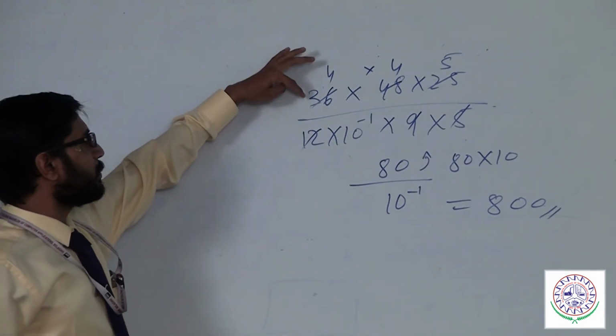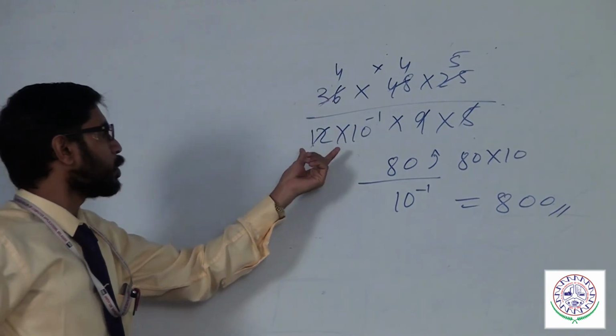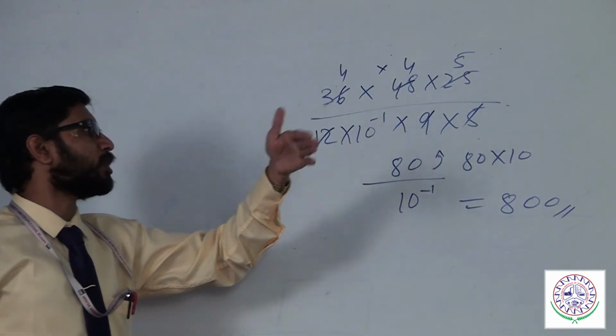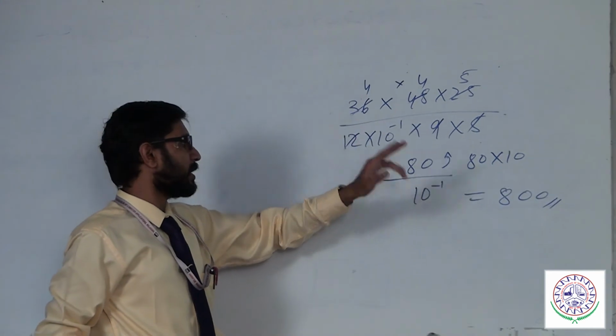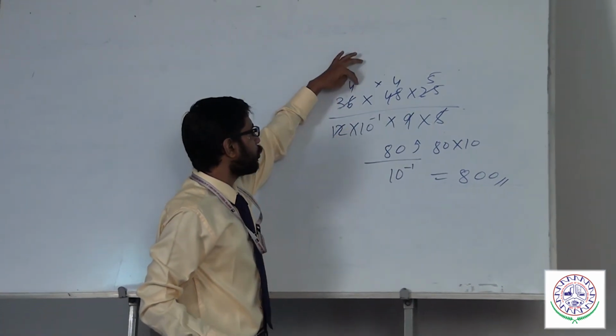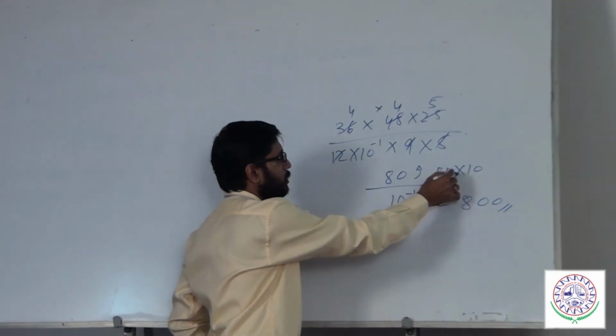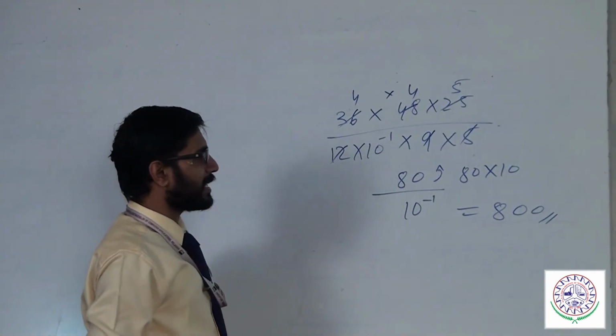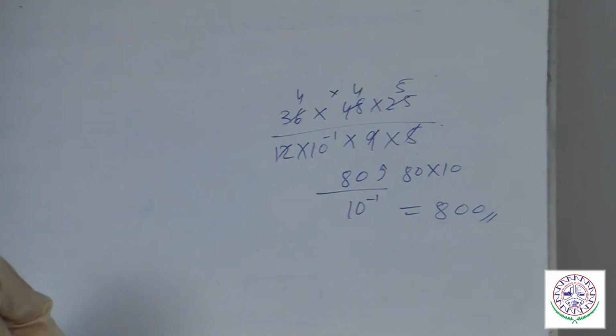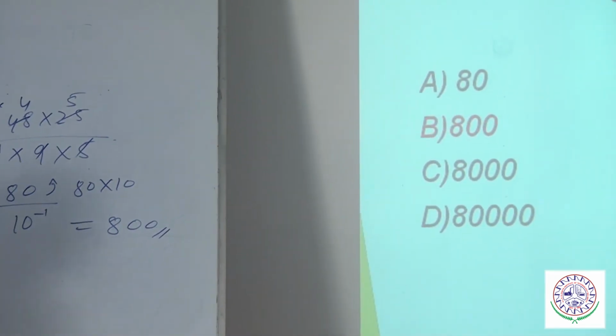For this it will be 36, and this will be 12 into 10 raised to minus 1, because it is 0.12. So 10 raised to minus 1 remains. If you shift it up, 4 into 4 is 16, 16 into 5 is 80, so 80 into 10 will be 800. So the answer for this question will be option B, that is 800.